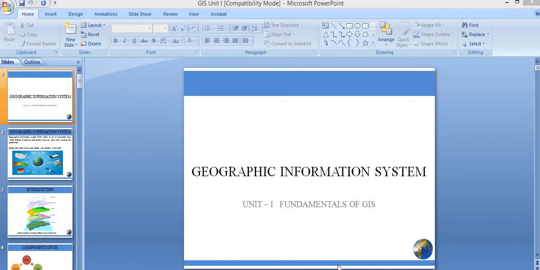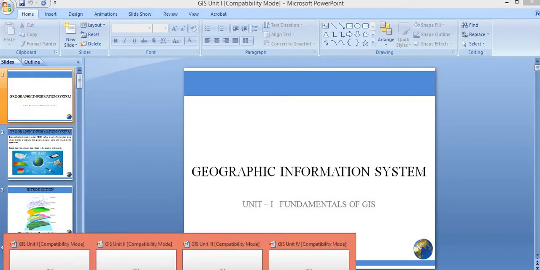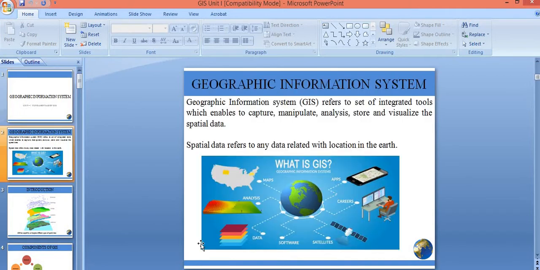In Unit 1, the first thing we have learned is what is Geographic Information System. So, Geographic Information System is nothing but a tool which allows you to capture the spatial data, manipulate the spatial data, analyze the spatial data, and also visualize the spatial data. So, this GIS tool will allow you to do all these tasks. It allows you to capture, manipulate, analyze, store and visualize the spatial data. Okay, so first you should be very clear about this.